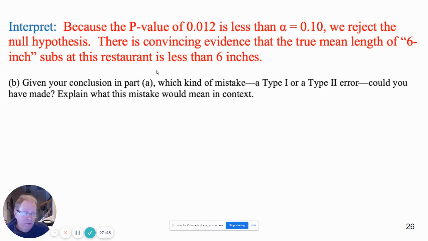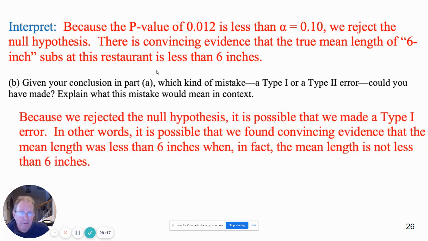And you're likely to face a question like this now. Given your conclusion, what kind of mistake, type 1 or type 2, might you have made? Pardon my guinea pigs in the background there. Since we rejected the null hypothesis, the error that we might have made must have been a type 1 error, because in a type 1 error, the null hypothesis is true, but we rejected it. So, because we rejected the null hypothesis, it is possible that we made a type 1 error.